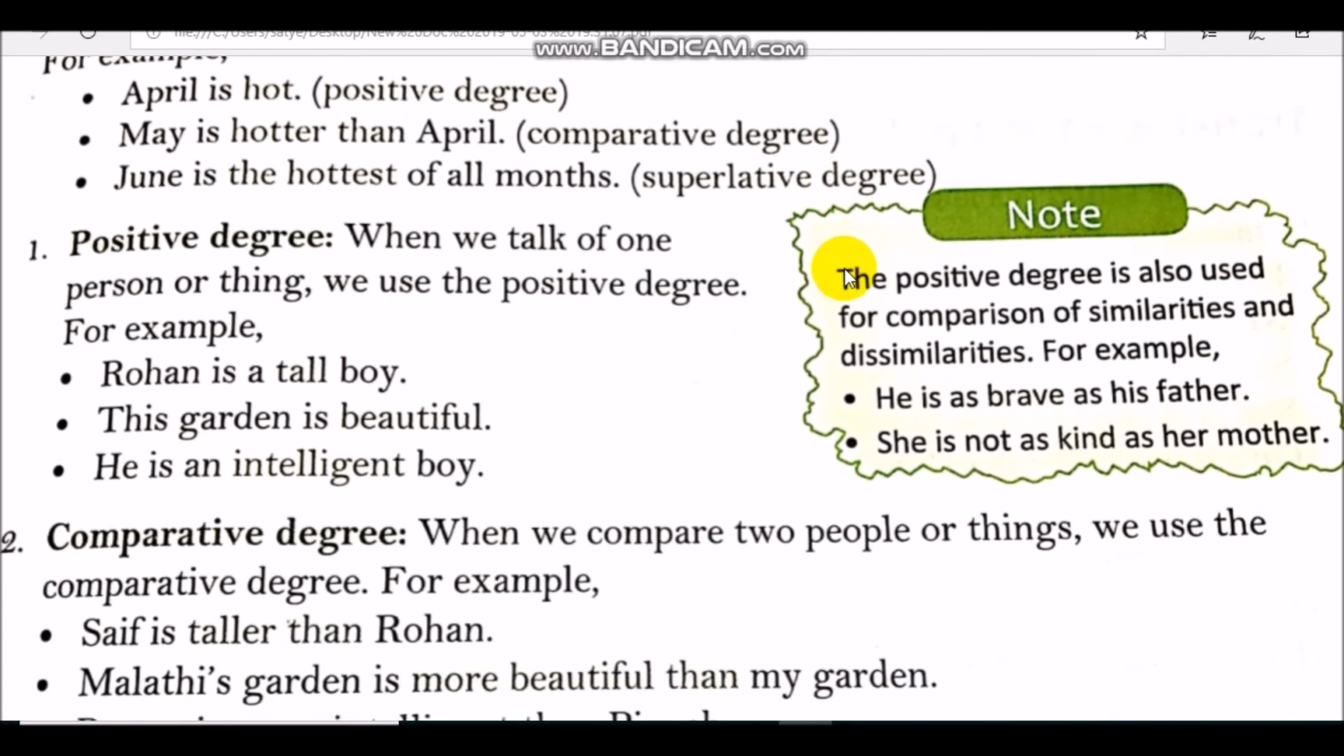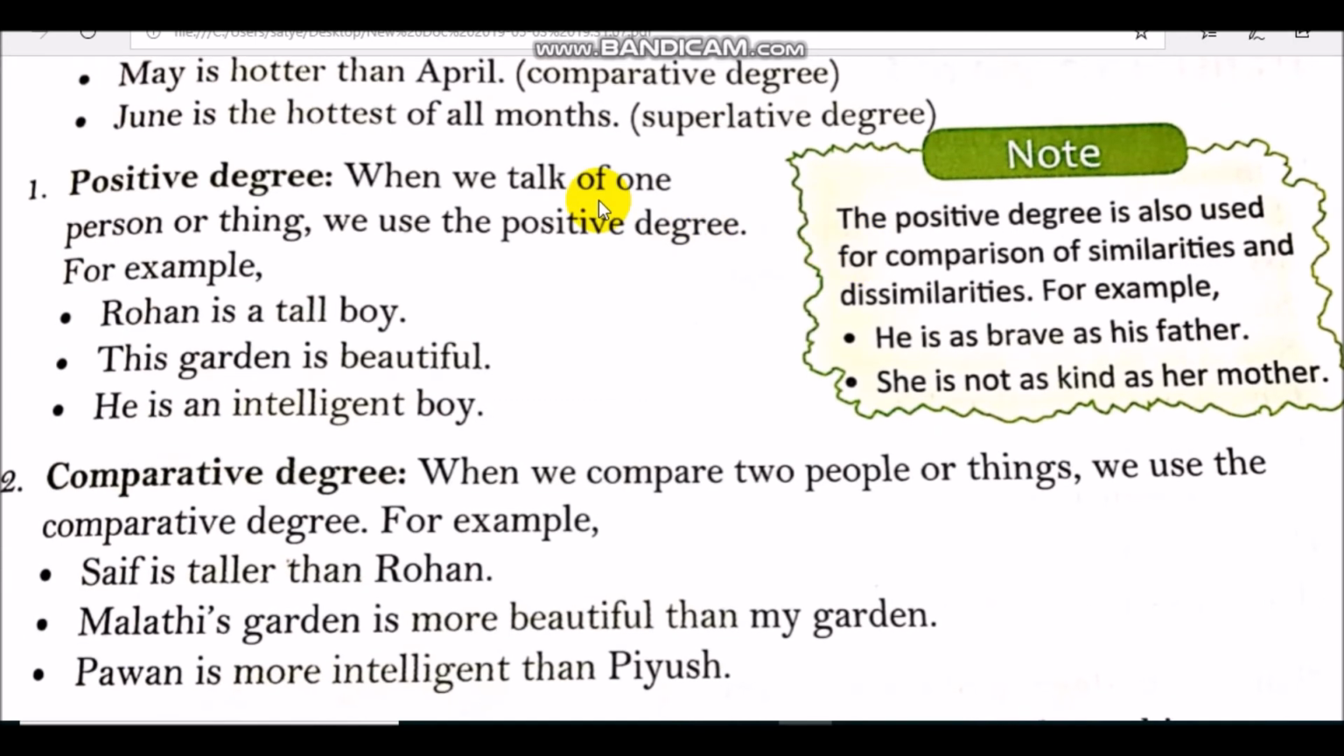Now what is the positive degree? In the positive degree, when we talk of one person or thing, we use the positive degree. If I say he is an intelligent boy, Rohan is a tall boy, this garden is beautiful, here I am talking about only one thing. The positive degree is also used for comparison of similarities and also dissimilarities. For example, if I say he is as brave as his father, he is brave like his father, that is the positive degree. But it is not necessary that it is only to show similarities. It can also be used for dissimilarities.